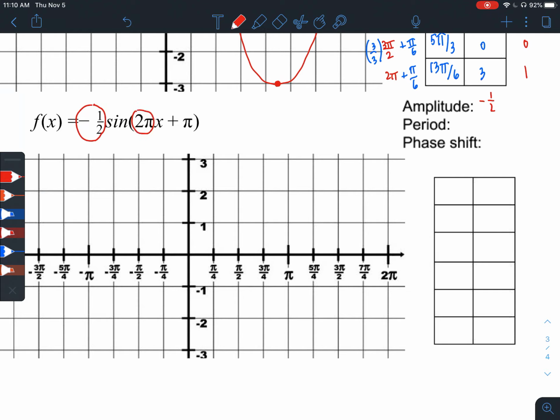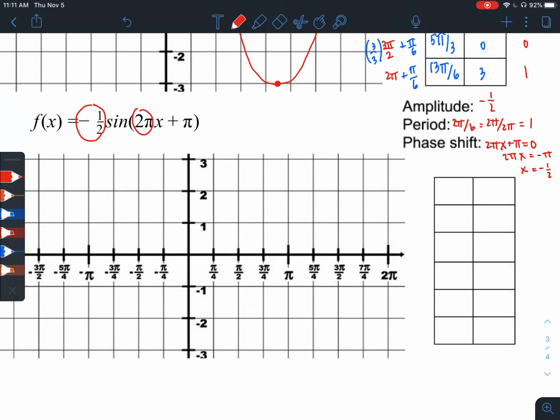Our b value is 2 pi, so if I take 2 pi and divide it by my b value, I get that my period is 1. And then for my phase shift, I have to set what's inside the parentheses, so 2 pi x plus pi equal to 0. Subtract pi from both sides, and we get 2 pi x equals negative pi. So then x is equal to negative 1/2 is the phase shift.